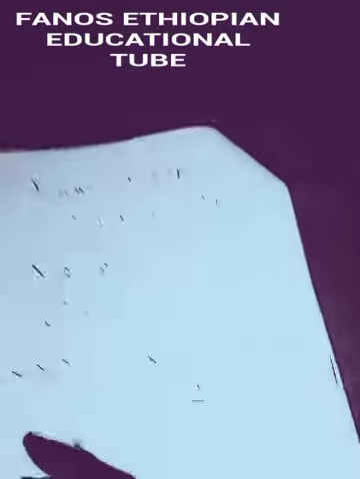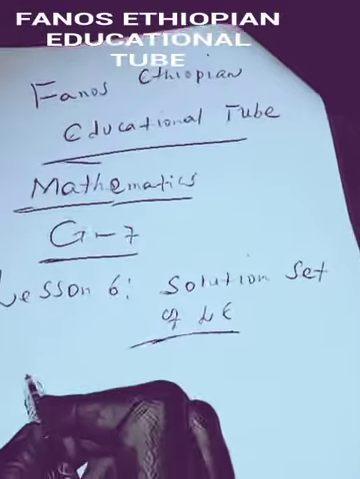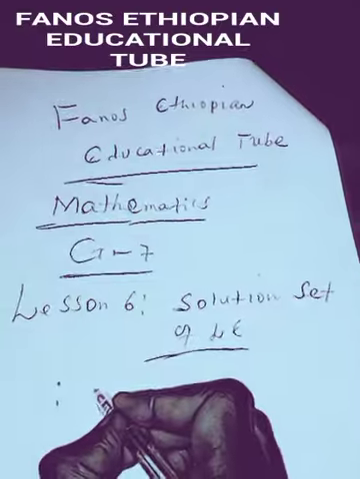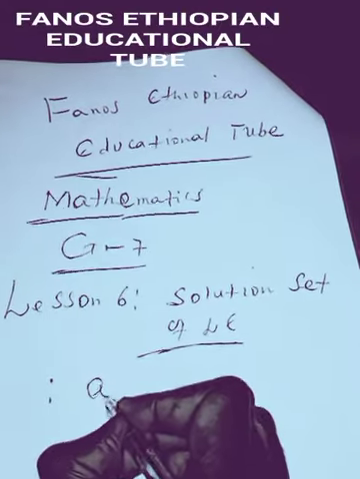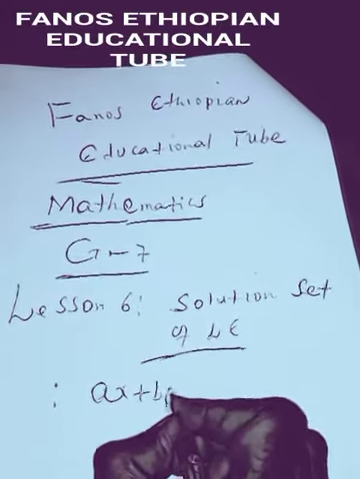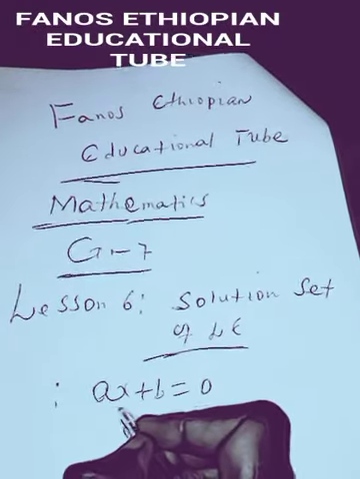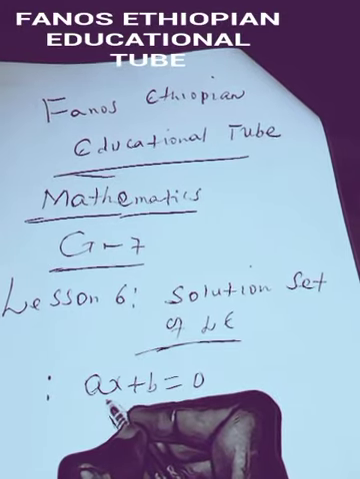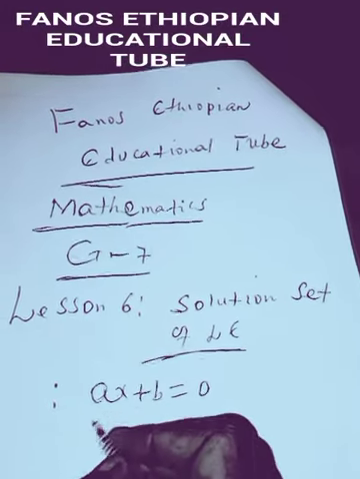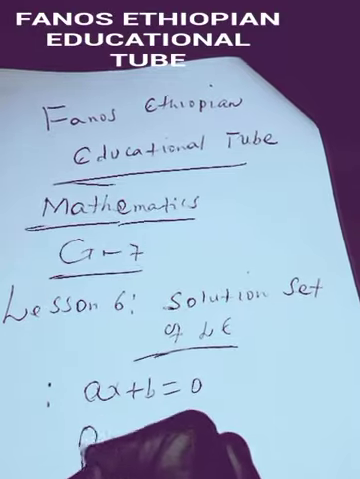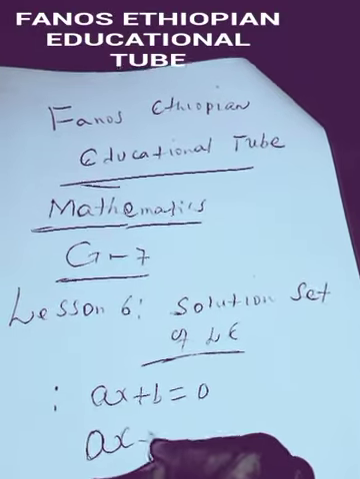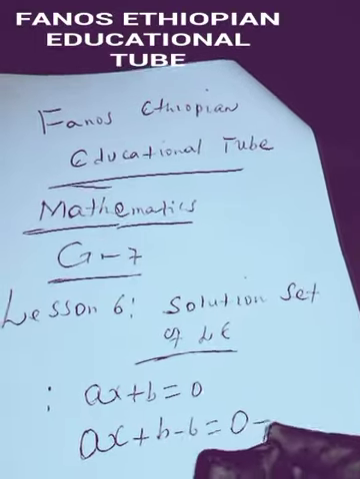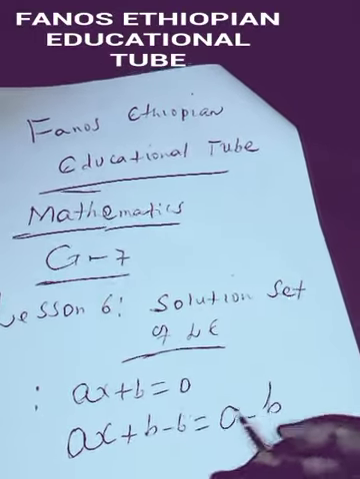Now to find the solution set of any linear equation, it is better to start from the given linear equation, which is written in the form of ax plus b is equal to 0. We used this equation in the definition before. Now to solve for x, we deduct b from both sides of the equation.